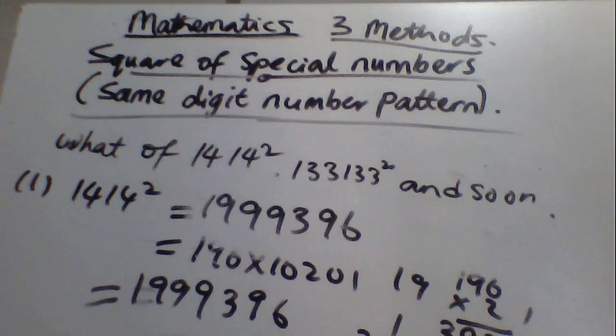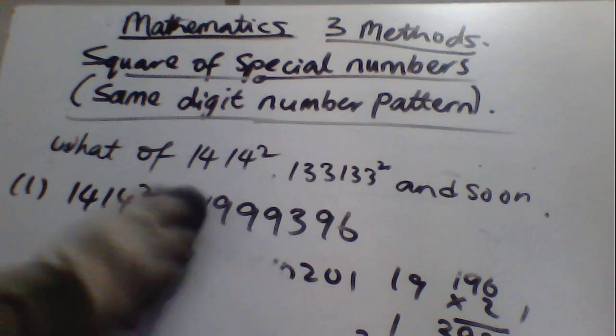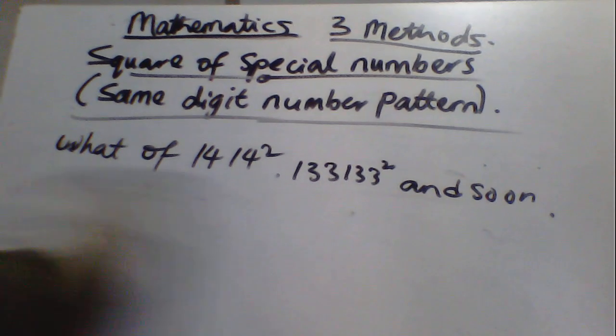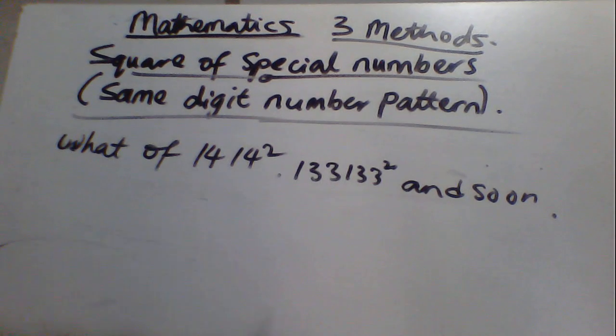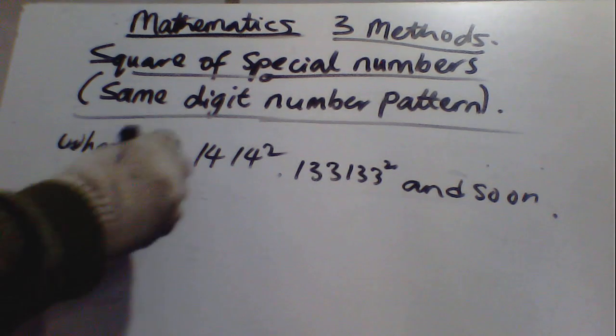Have any question? So let's use this method again to solve another example. The square of numbers that repeat themselves, whether they are less than 10 or greater than 10, we can still do it. So the second example is 1818 squared.